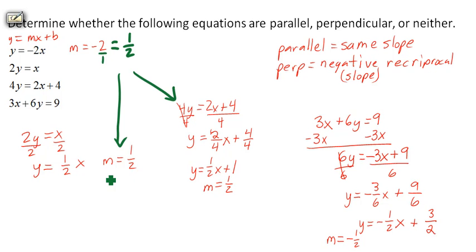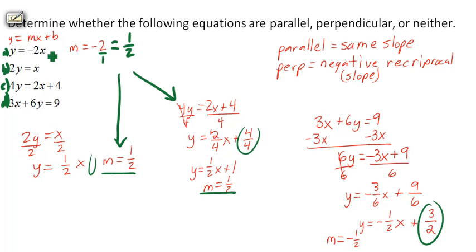You'll also notice that these two have the same slope. That means that B and C are parallel to each other because they have the same slope. We don't have to worry about the y-intercept. The number at the end doesn't matter at all. All that matters is if the slopes are the same. So these two are parallel. The first one is perpendicular to those two. The last one is neither.